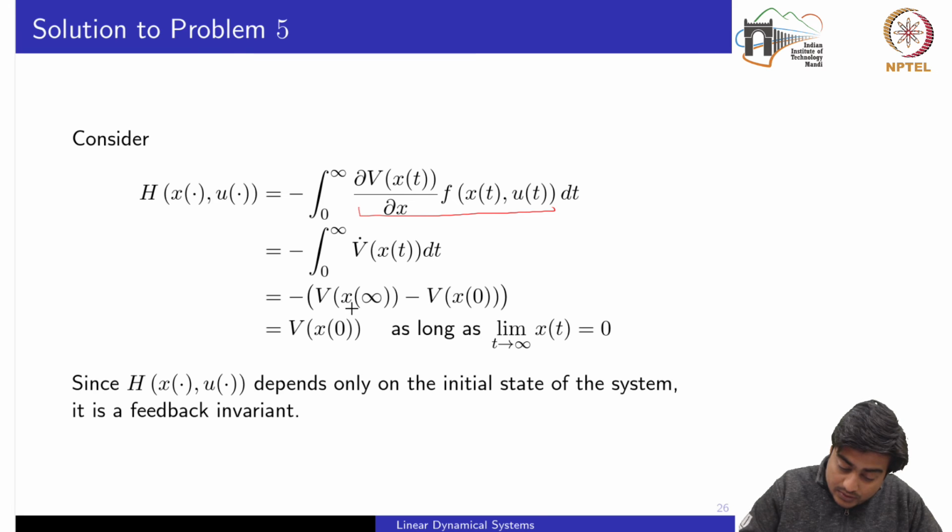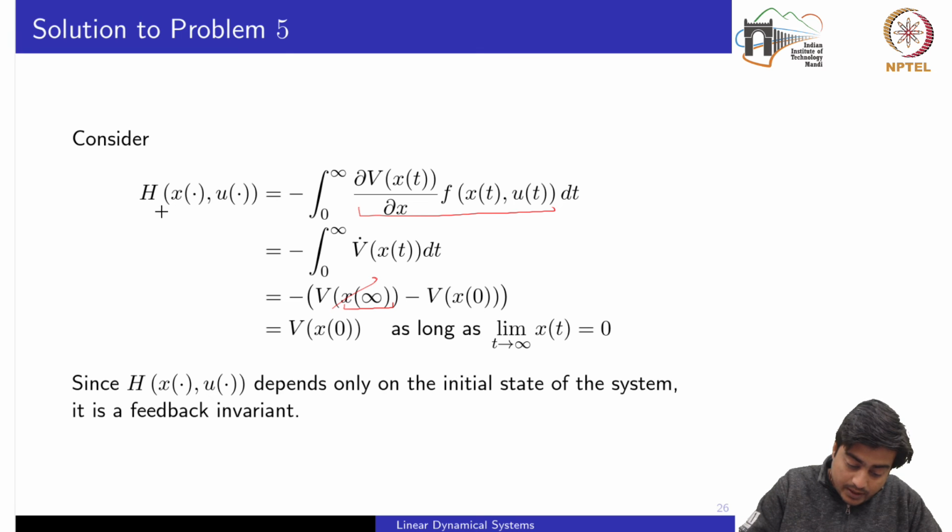Okay, so now if I use this condition that my x would become equal to 0 as t tends to infinity, so this inside part would become equal to 0, and I know from the property of the function v that v of 0 is equal to 0. So this part would go away and the remaining part is v of x at 0.